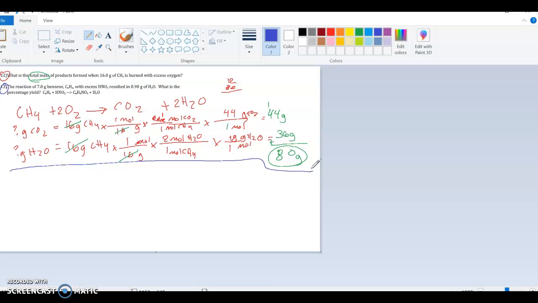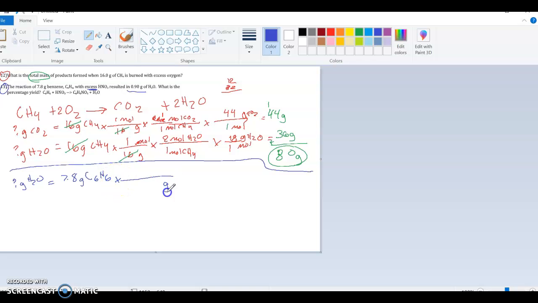The reaction of 7.8 grams of benzene with excess, that's handy, I don't have a limiting reactant problem, results in 0.9 grams of H2O. What is the percent yield? Okay, so I have to ask myself, question mark grams of H2O, how much water did I predict I would make? Theoretically, how much water should I have made? I made 0.9 grams, actually, but I want to know theoretically how many grams of water I would make from 7.8 grams of benzene, C6H6.